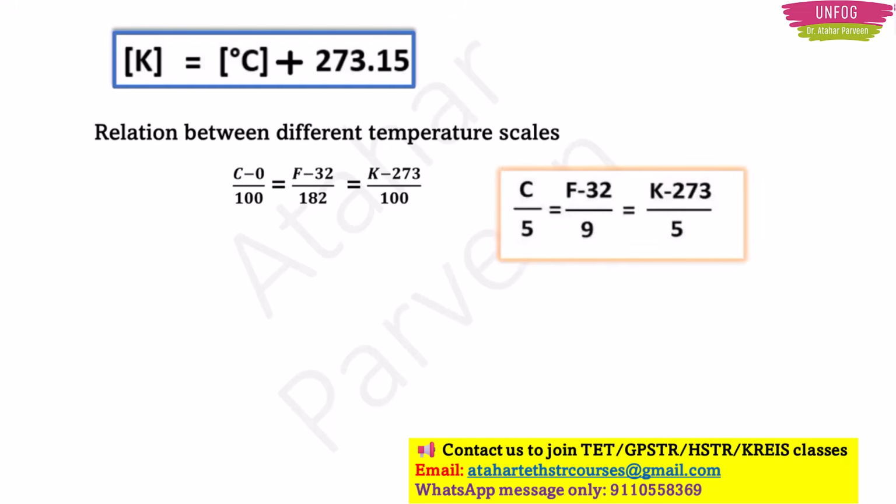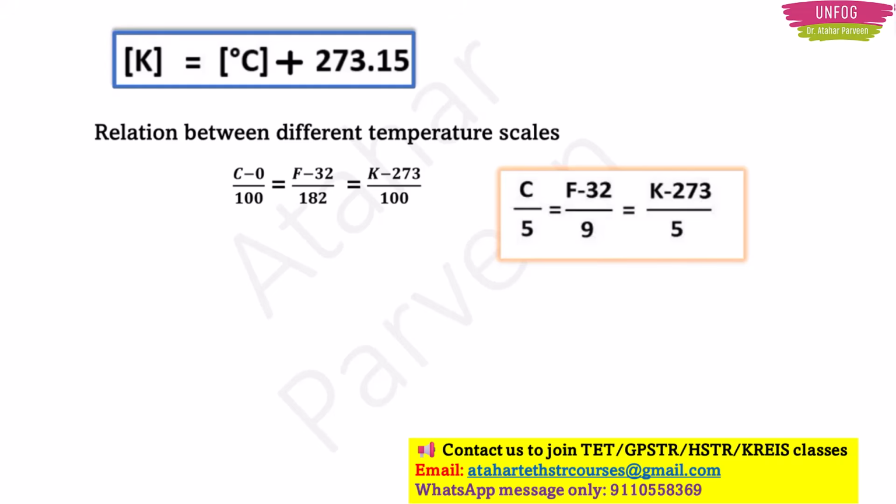If you approximate the denominator of the middle term, that is 182, you can write it as 180, right? Now if you cancel all three denominators with 2, you will get 50, 91 and 50. In the middle, though, 182 we have approximated as 180, so you will get 90. So you will get 50, 90 and 100, right? So the zeros will also get cancelled.